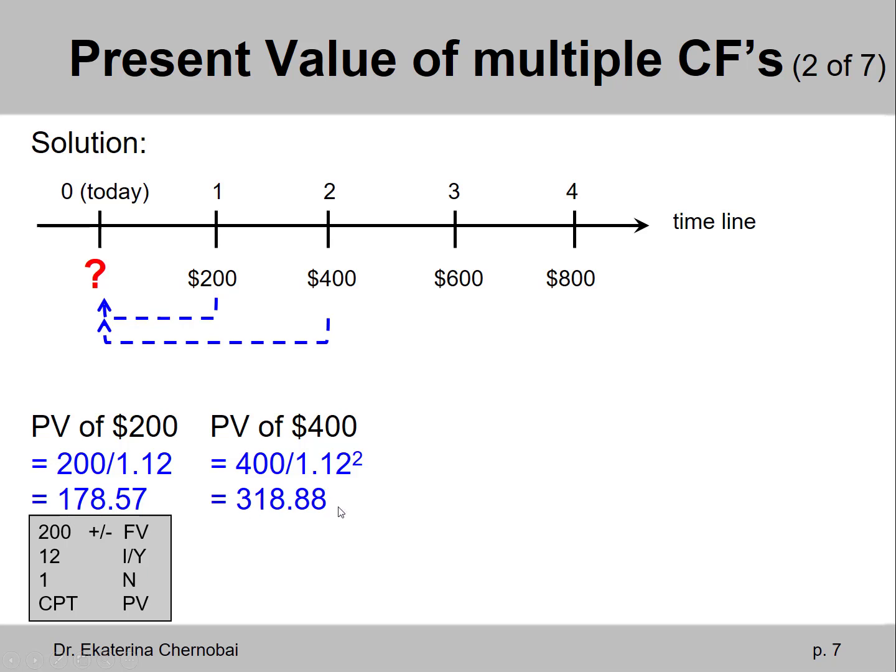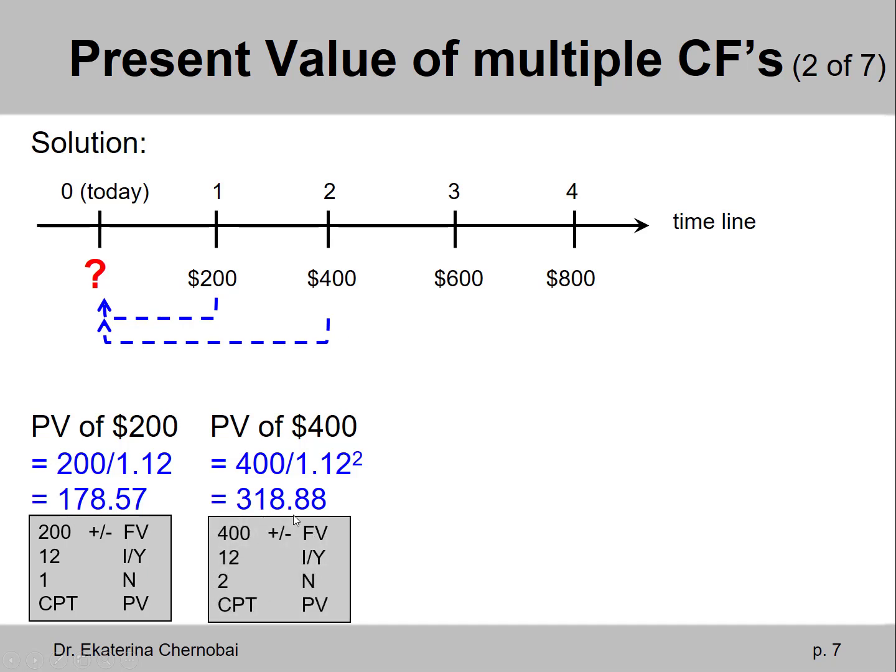Again, what 318.88 means is receiving $400 in 2 years, right? So waiting for 2 years to get $400 is just like not waiting at all and instead getting slightly less money. You're equally happy with these two options, right? Option 1 being 400 in 2 years, option 2 being 318.88 today. So 318.88 is the present value of $400 that you would need to wait 2 years to get.